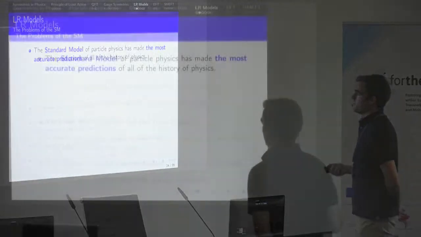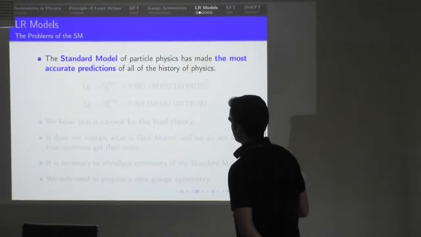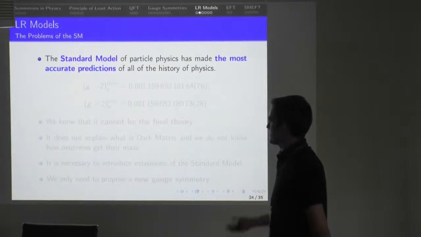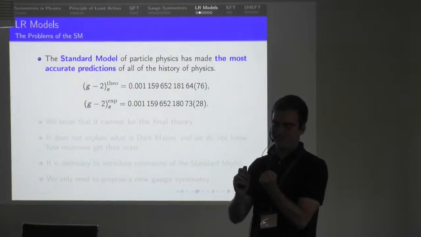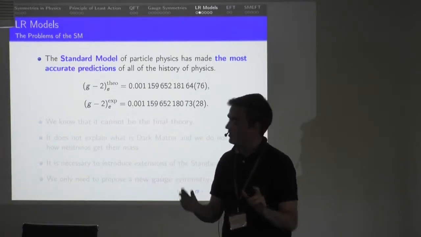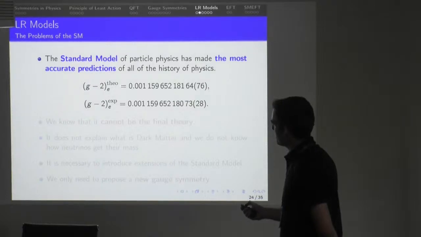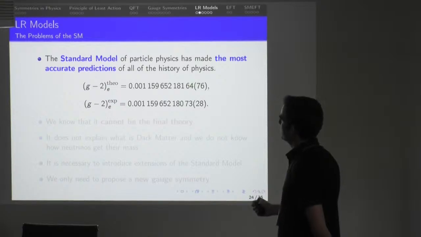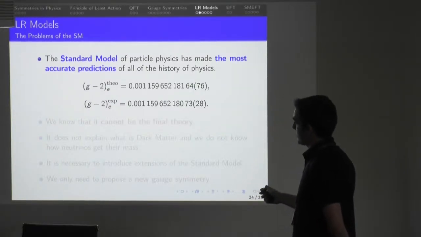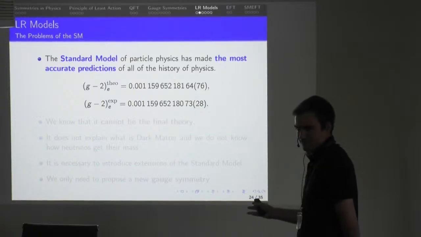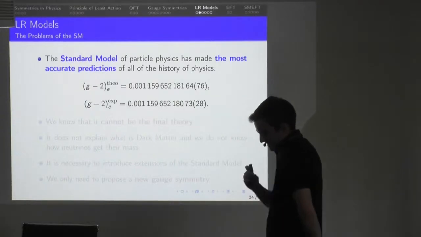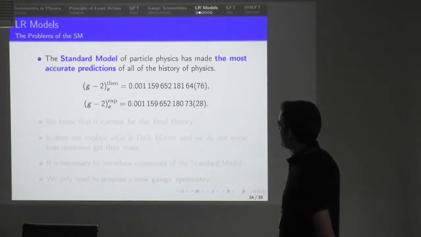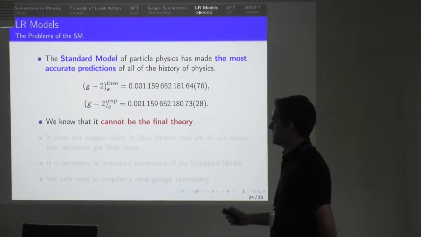Well, the standard model of particle physics has made the most accurate predictions in the whole history of physics. For example, we have this factor here, which is associated with how the electron couples to the magnetic field, that's all. And this is the theoretical prediction, this is the experimental prediction, this is the error in the last two digits. And as you can see, the agreement is perfect. It is incredible. This is one of the most accurate predictions of the standard model. It is something astonishing.